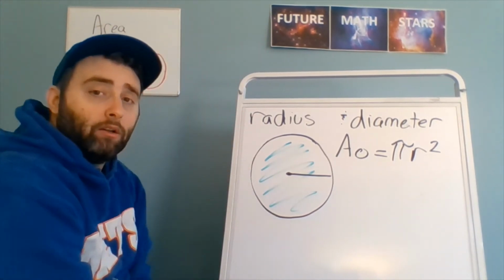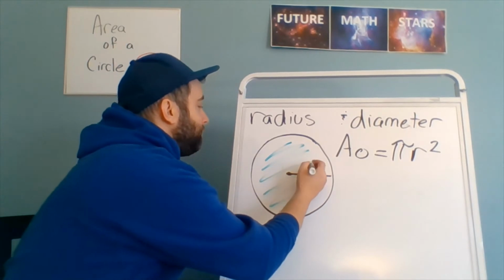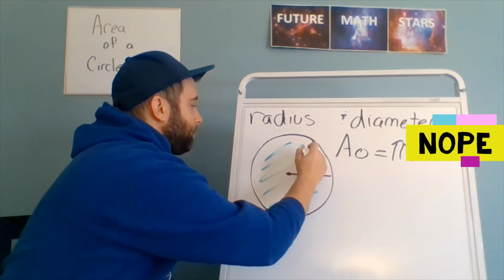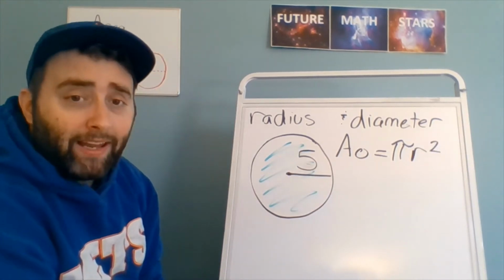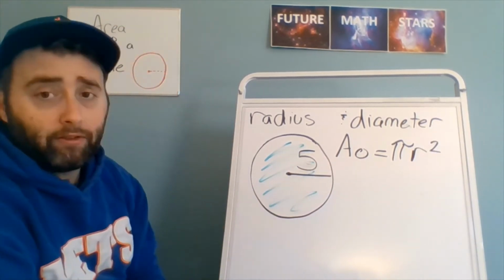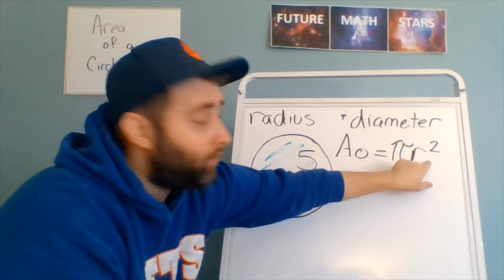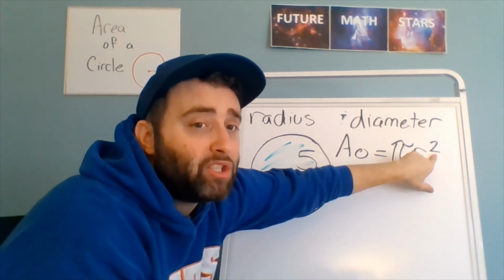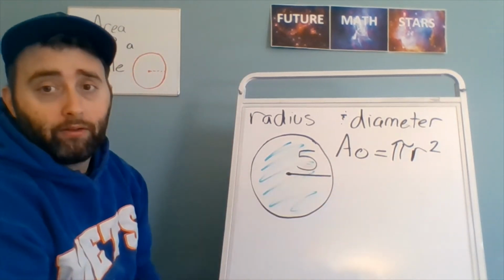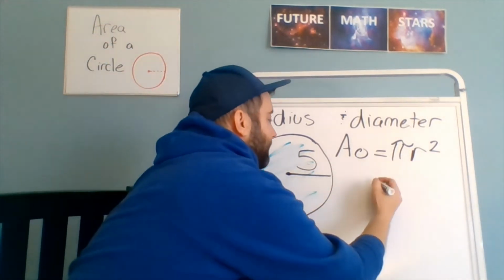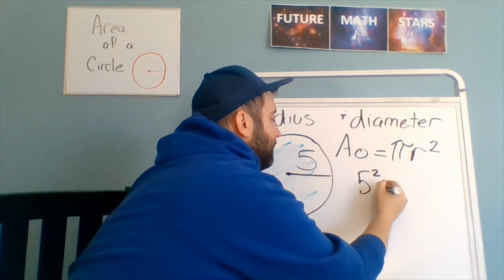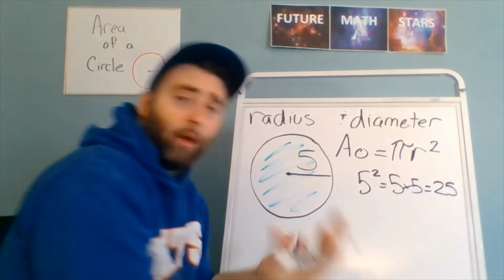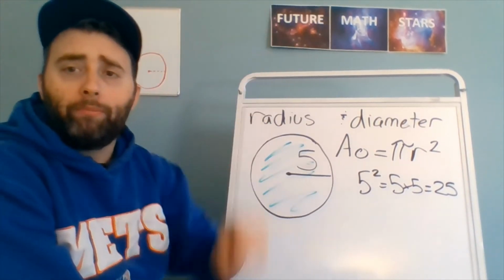So in my example here, I have a radius of 5. Did I make that big enough? No, I didn't. My radius in my example circle is 5. This 2 floating up in the sky next to it means that it needs to be squared. So 5 squared equals 5 times 5, which equals 25. Done. Answer's 25. Boom! I'm out.